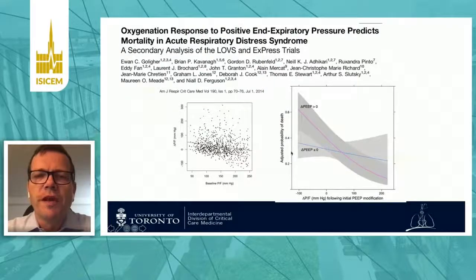And we also know that patients respond differently in terms of oxygenation. In this secondary analysis of the LOVS trial, Ewan Gallagher showed that when patients had an improvement in oxygenation after an increase of PEEP as they came onto the study, that was strongly associated with improved mortality, whereas if their oxygenation got worse, their mortality was much higher. When PEEP was kept the same or decreased, we did not see any such association there.